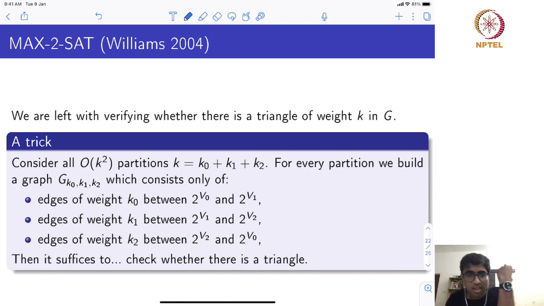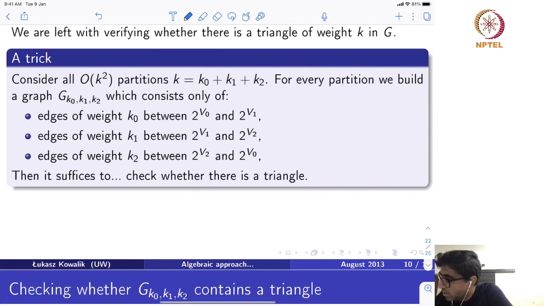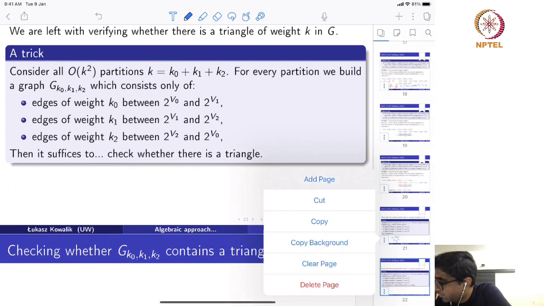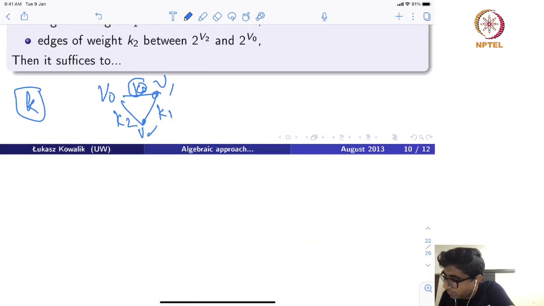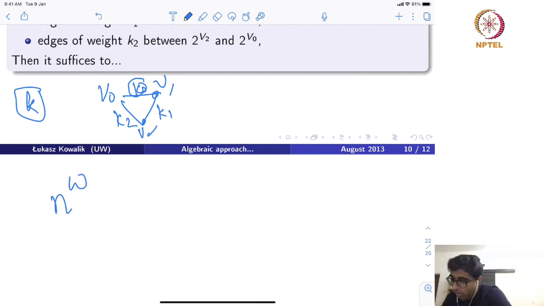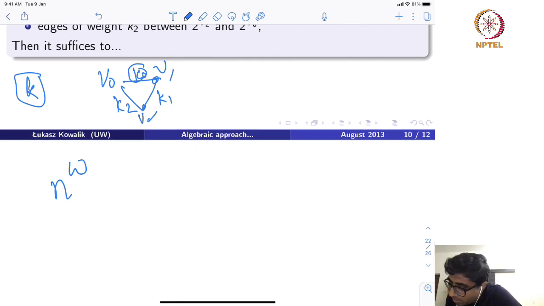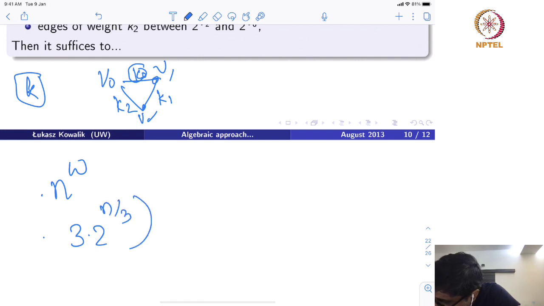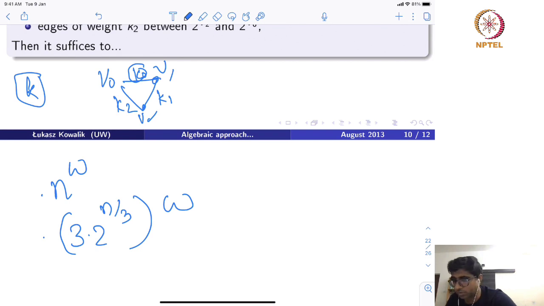In this graph G, the K0, K1, K2 graph, we need to check whether there is a triangle or not. We have an algorithm, right? We saw an algorithm to test whether we have a triangle or not in time n to the power omega, where n is the number of vertices. So in our graph, how many vertices are there? The running time of our algorithm will be this.